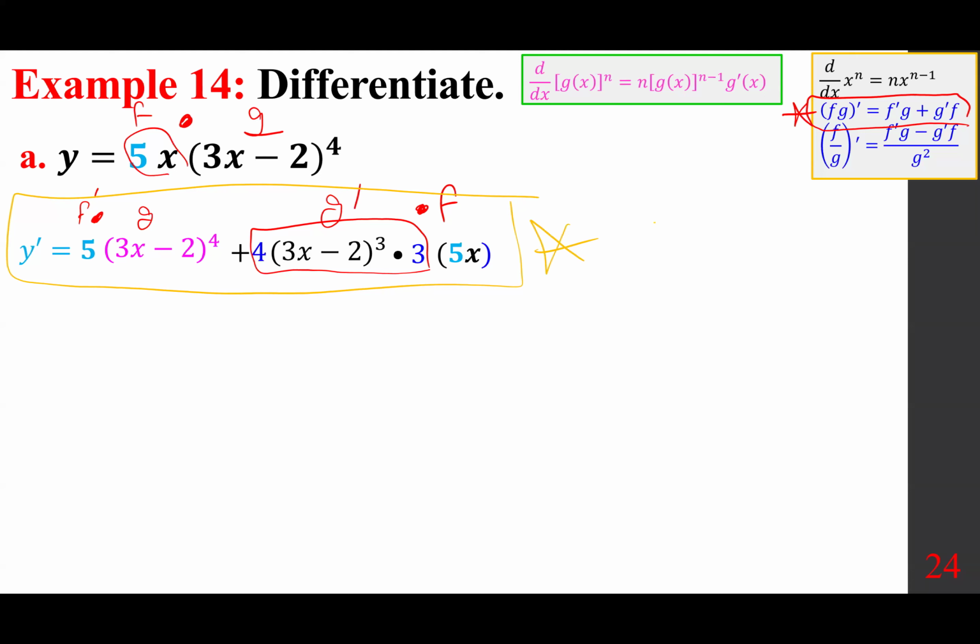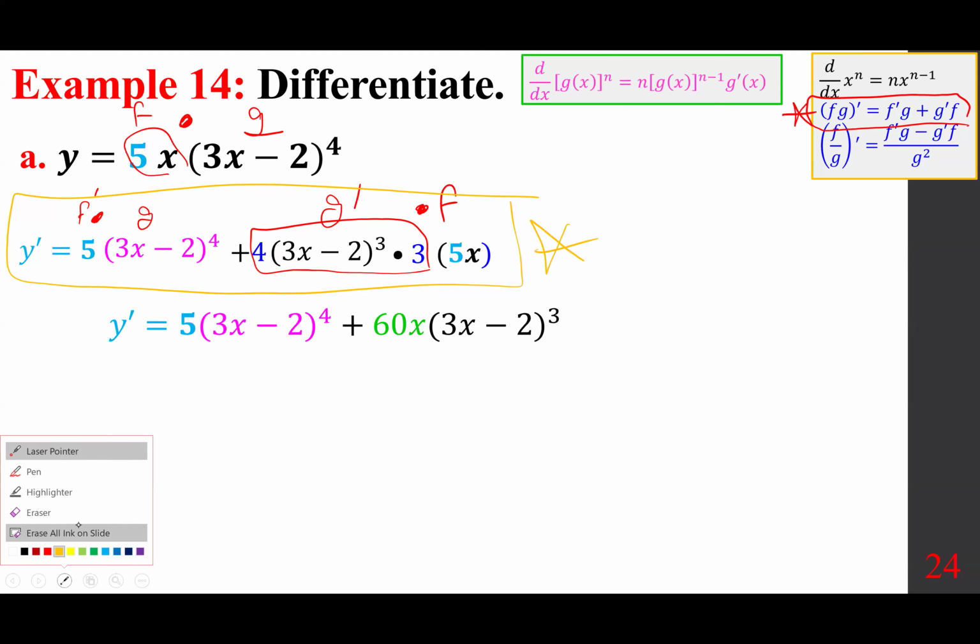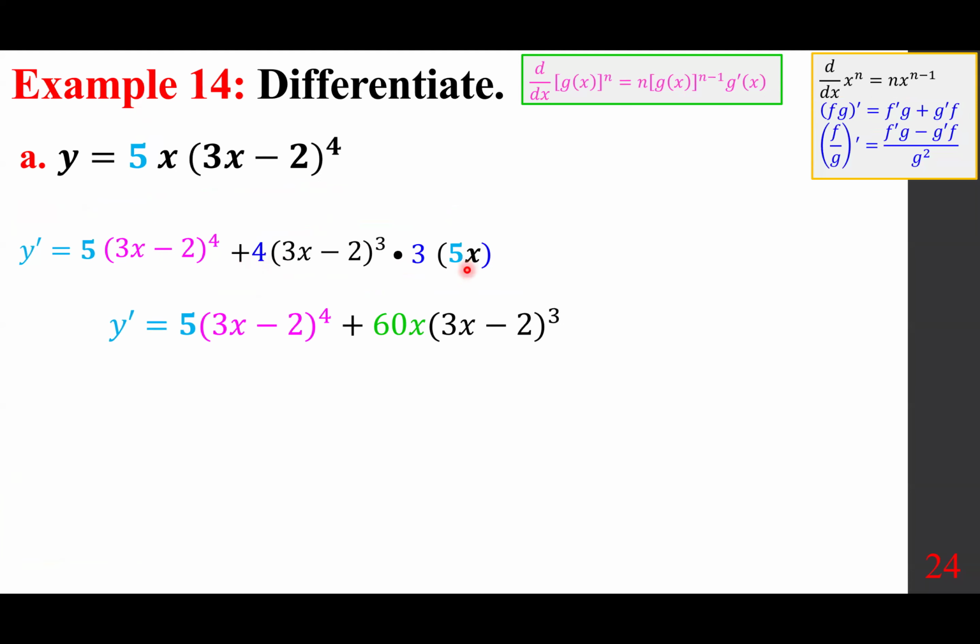So we are going to rewrite this by rewriting this one: 4 times 3 times 5x makes it 60x, putting the 60x in front just because we want to make sure that it makes it easy to factor. So the second part, 4 and 3 and 5x, we put it in front. What's in common? Obviously, 5 is in common. What is 3x minus 2? 4 versus 3, we go with the 3. So 5 times (3x minus 2) cubed is the common factor.